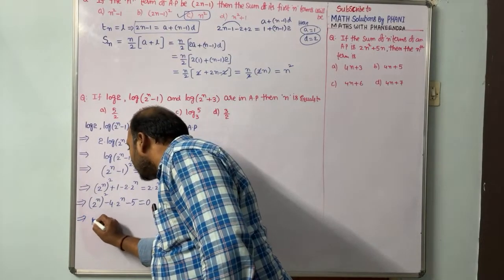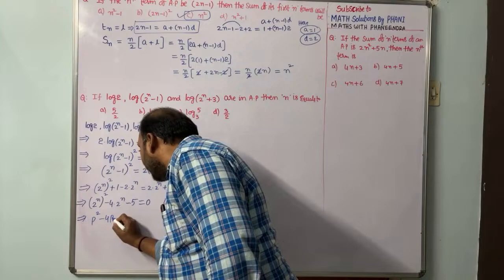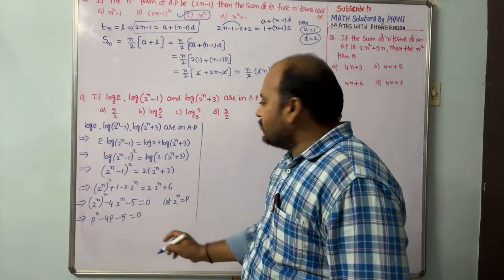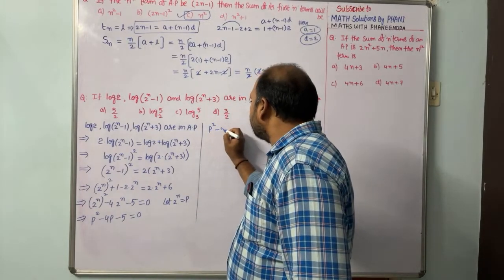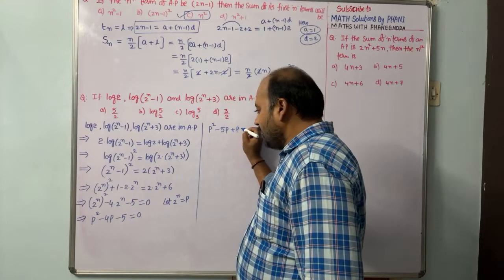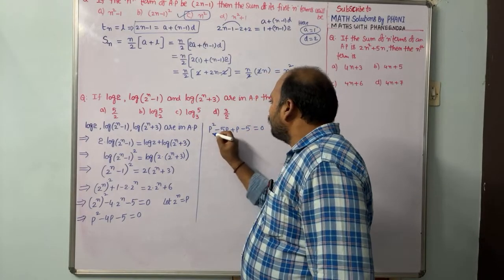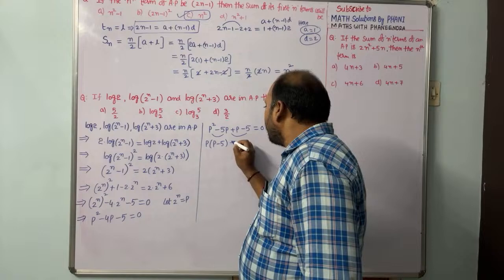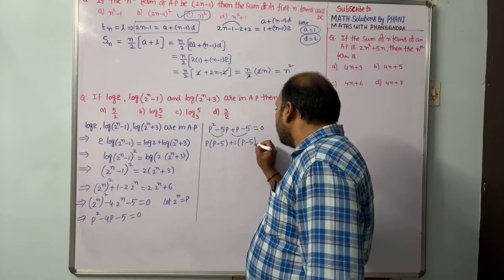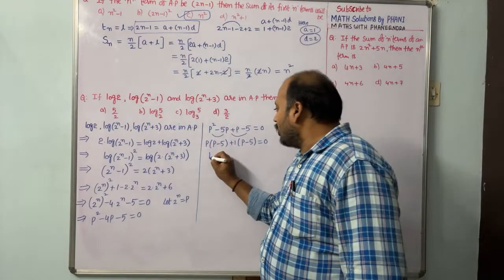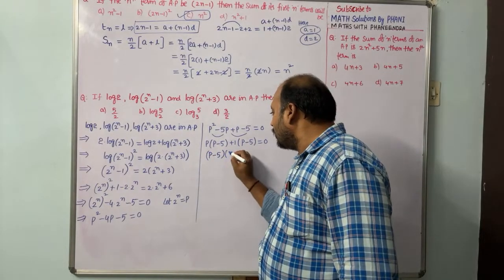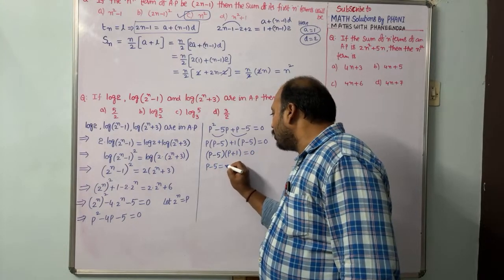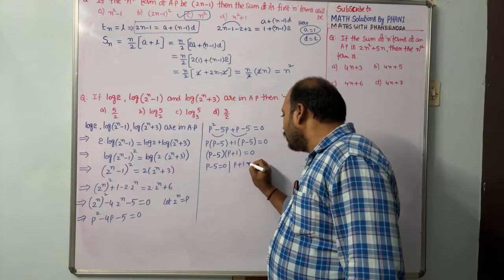So it will be p square minus 4p minus 5 equal to 0. We will do that factorization. P square minus 5p plus p minus 5 equal to 0. So p into p minus 5 plus 1 into p minus 5 equal to 0. Okay. So now p minus 5 into p plus 1 is equal to 0. P minus 5 equal to 0 and p plus 1 equal to 0.